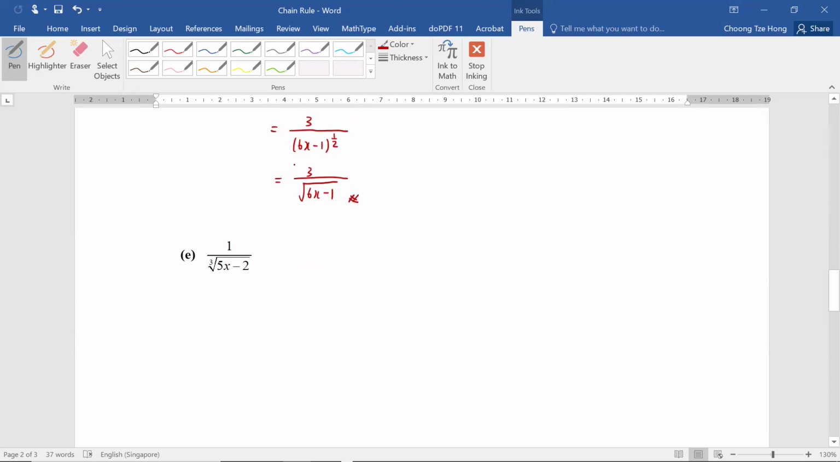Let's try this next question. Cube root will be power 1/3 if you recall. So 5x minus 2 to the power of 1/3. Put it in a form suitable for differentiation. We put in this form, then we can start differentiating.